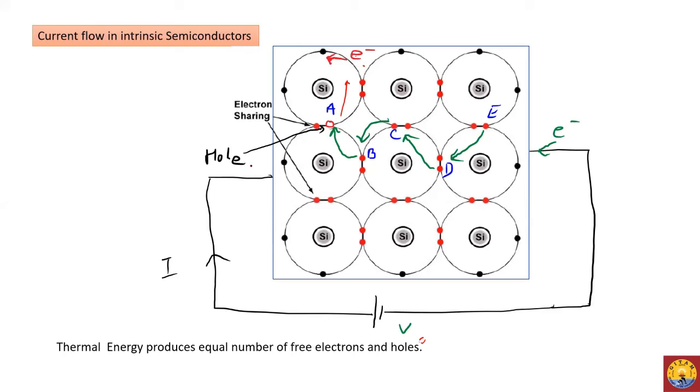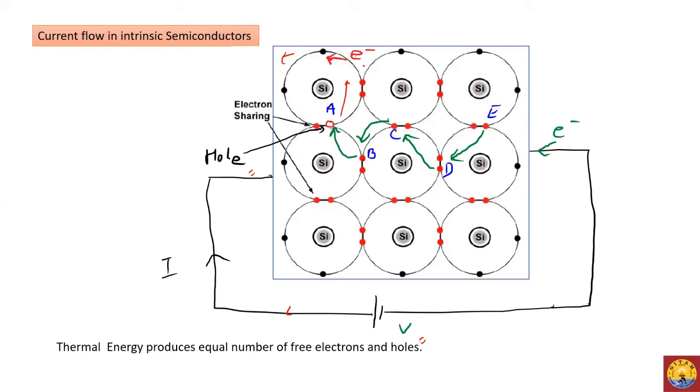We call this a hole. Okay, we call this a hole. And when you apply a potential, current will basically flow from a particular direction, this one. That means electrons are attracted towards the positive plate, so electrons will move towards the positive plate, from right to left.